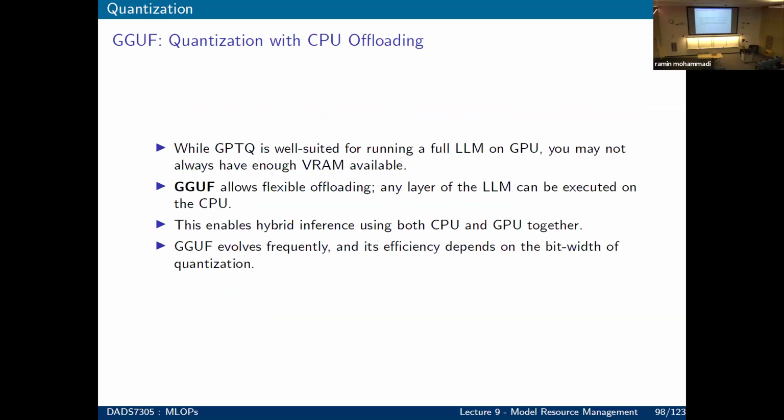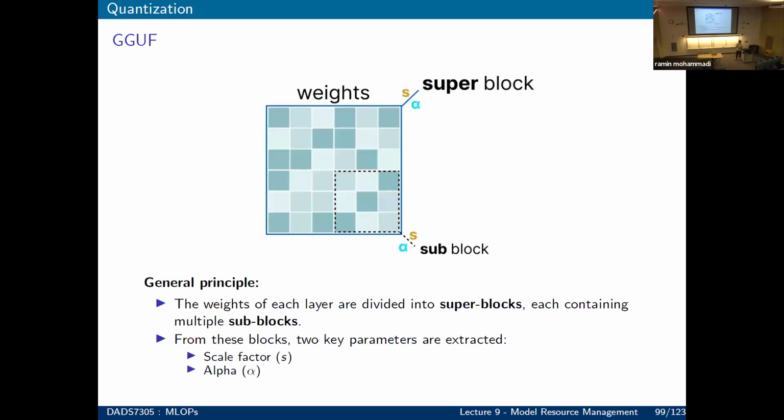So the other one is GGUF, which is for CPU offloading. GPTQ is well suited for running the full LLM when you have lots of VRAM and you just want to quantize it. But GGUF allows you, during inference, to process a certain operation where certain weights go from your GPU to your CPU, and then from the CPU go back to your GPU. So it's kind of like a shared process. Now, GGUF could work in this format.